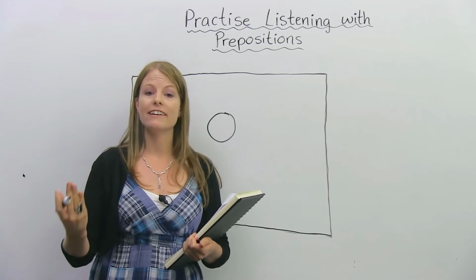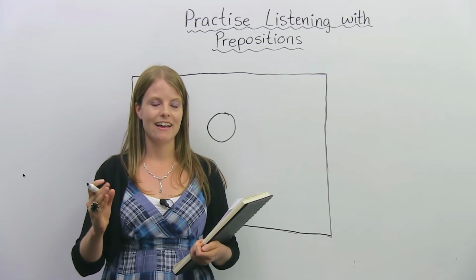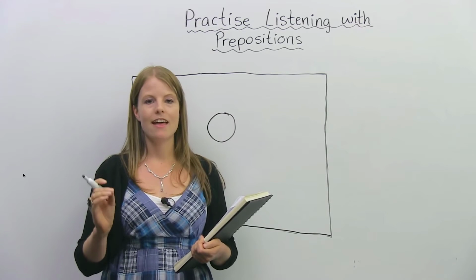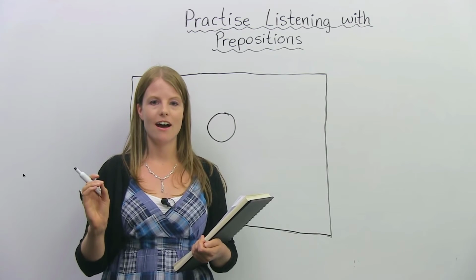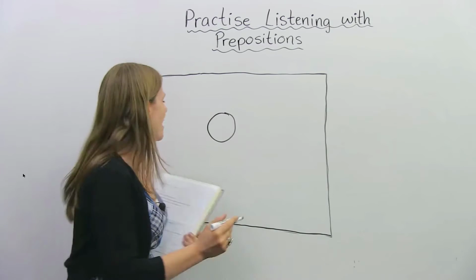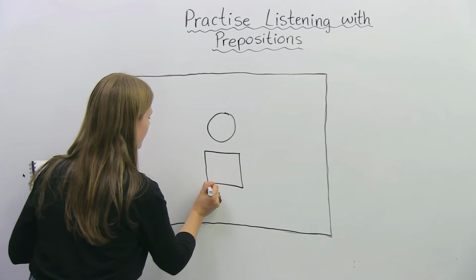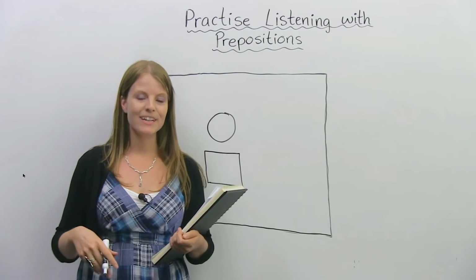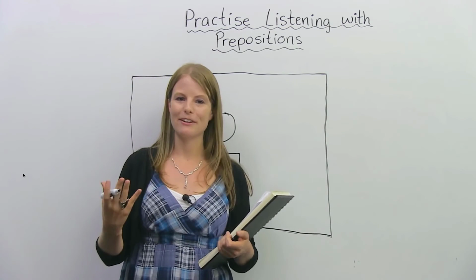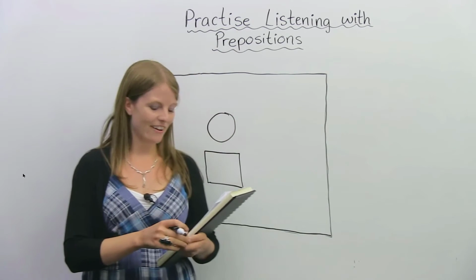Okay, I'll give one more example and then we will get started. Now imagine if next I say, there is a square under the circle. What would you do? Well, you take your pencil and you would draw a square. And it's okay if you're not a good artist. Maybe your square kind of looks not so nice, but that's okay. This is a listening activity, not an art activity. Okay, so let's get started.